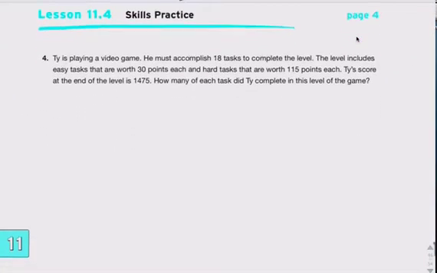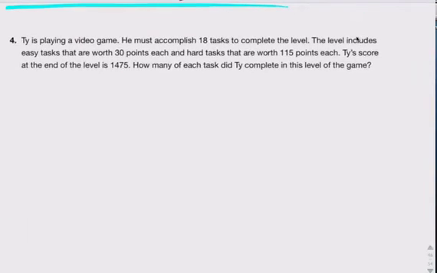Number 4, Ty is playing a video game. Okay, that's this part of the story. He must accomplish 18 tasks to complete the level. So accomplish means 18. That means he needs to get to 18 to complete the level. The level includes 3 easy tasks. Easy tasks are worth 30 points each. See this word, each: 30 points times. This level includes easy tasks, x equals the easy tasks.